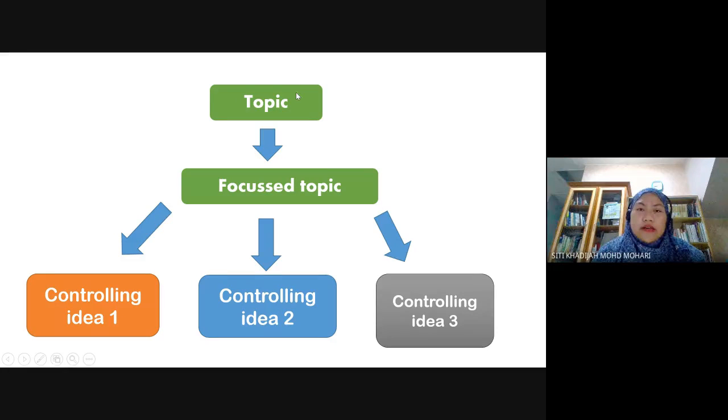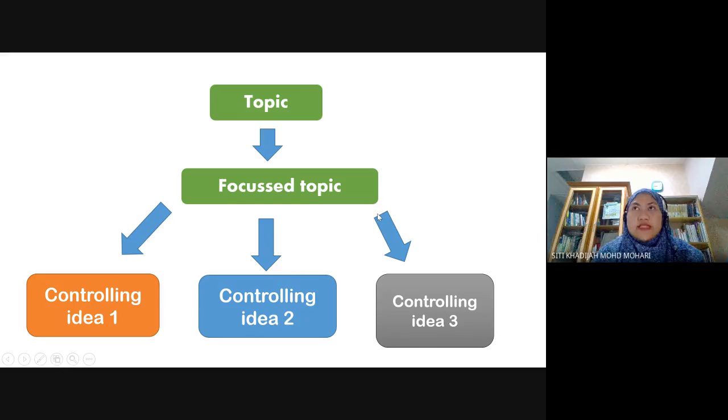Okay, usually when we write an essay, obviously we have a topic. After that, this topic is so broad and so general that we have to focus the topic. Thus, we have a focus topic. And then we have the controlling ideas in order for us to elaborate our focus topic. For example, we have controlling idea 1, controlling idea 2, and controlling idea 3. It's also possible for us to only have controlling idea 1 and 2.